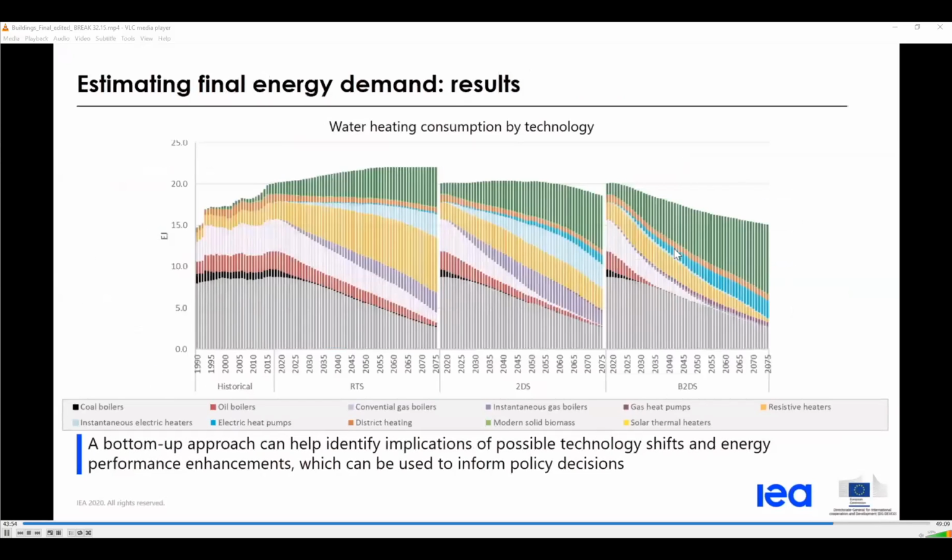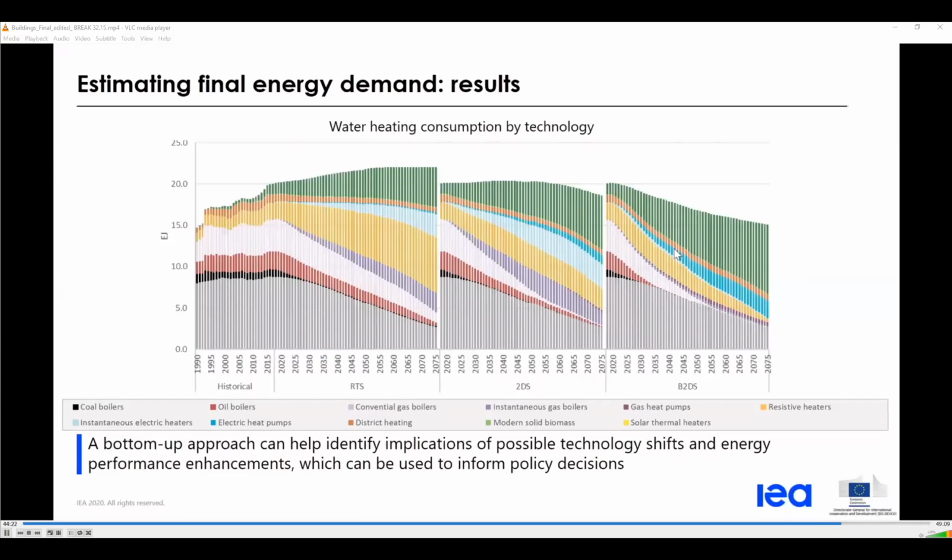And if we take the example of water heating, then here we're looking at the evolution of energy demand in 3 different scenarios. So the first scenario, the RTS, is a scenario similar to STEP. So here we're just looking at the policies that are in place and the policies that have been announced, whereas the 2 scenarios to the right are more ambitious scenarios that meet climate objectives. So a 2-degree scenario and a below 2-degree scenario.